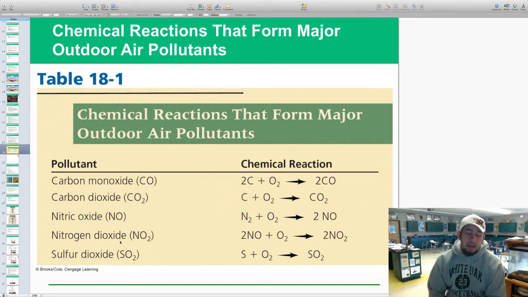Nitric oxide, you have nitrogen in its diatomic state as well as oxygen recombined to make 2 molecules of nitric oxide. Nitrogen dioxide, you're taking 2 molecules of nitric oxide, and then you combine that with its diatomic form of oxygen, and you get 2 molecules of nitrogen dioxide. And finally, you combine 1 molecule of sulfur with oxygen in its diatomic state, and you get 1 molecule of sulfur dioxide. So those are your chemical reactions, all combination reactions. Definitely should know those. Should come pretty easy to you since you've already had chemistry.